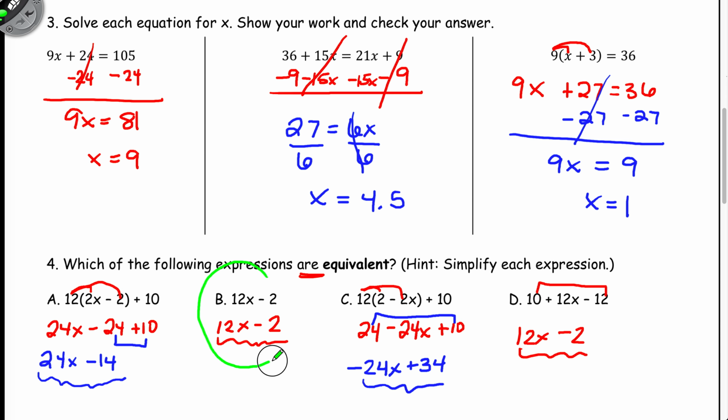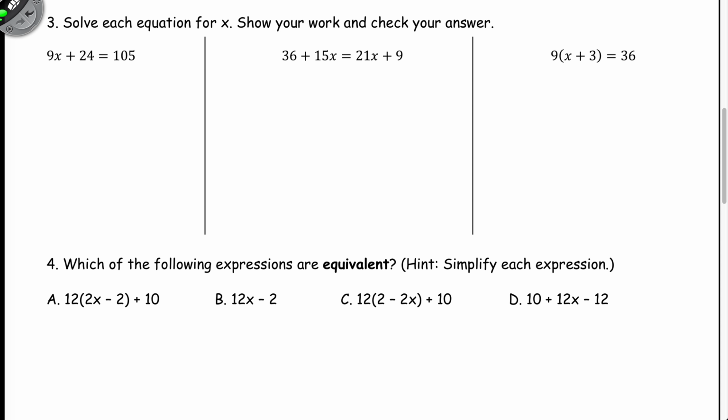So by now, hopefully you see that you have two expressions that are identical. And that is B and D. They both came out to the same expression at the end when you simplified. So those two are equivalent. But again, check the unit test. It may not say are equivalent. All right. I'm going to keep scrolling down here. Go to the next problems.